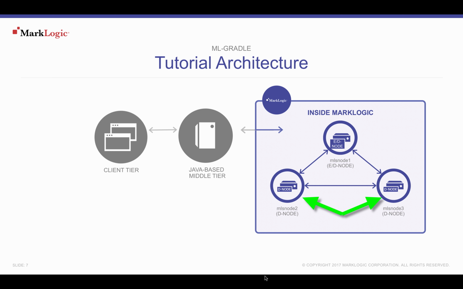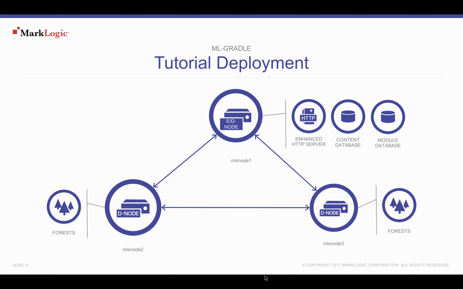The other 2 MarkLogic servers, which we'll label MLS Node 2 and MLS Node 3, will be D nodes to support our storage and also replica forests for high availability. Our deployment supports the desired architecture. The MarkLogic server, MLS Node 1, has our REST API instance, a configuration of MarkLogic's enhanced HTTP server.